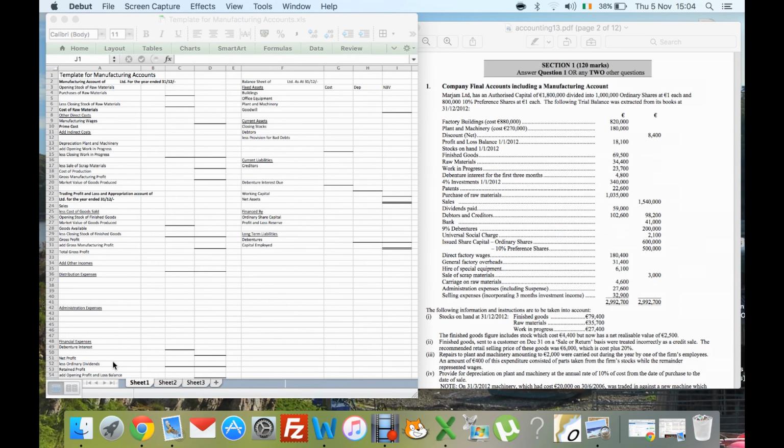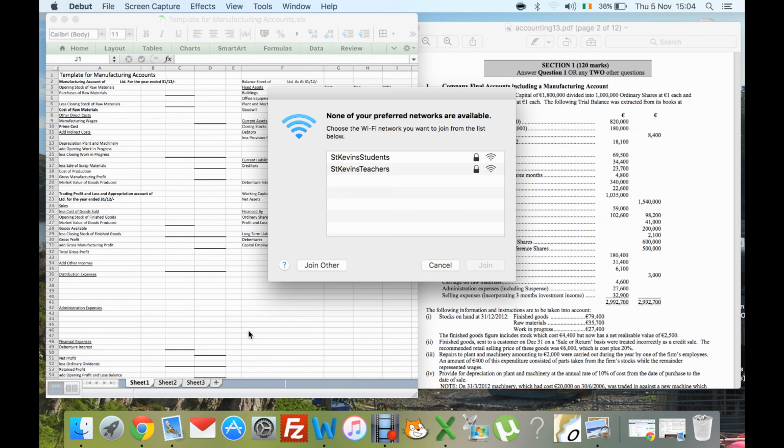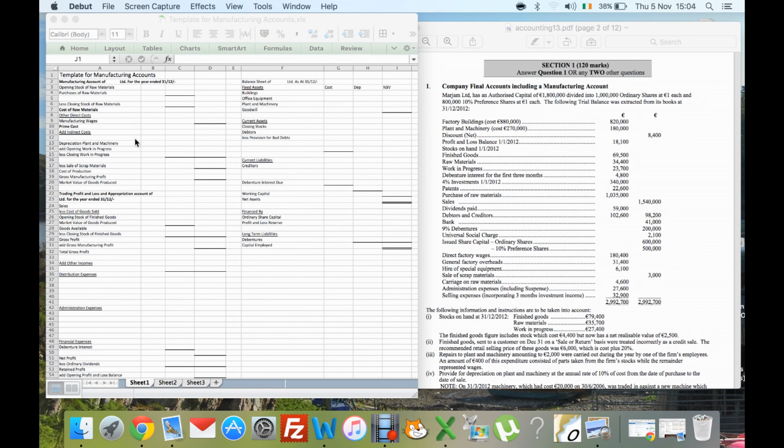Okay, this is how to attempt the manufacturing account for the 2013 paper. What we're doing is we start off with the blank document. It will probably take you about 3 or 4 minutes to lay this out. So this is the blank structure of the document as it appears.